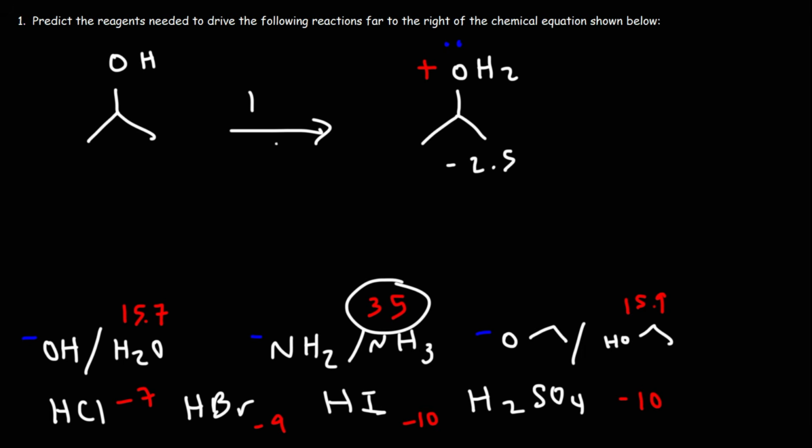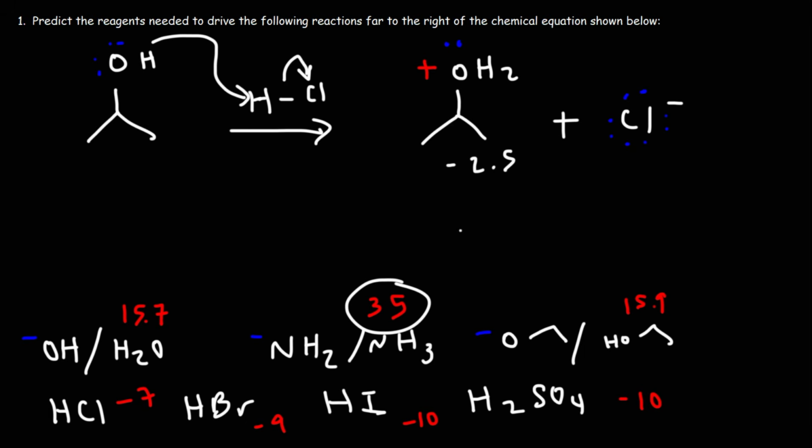So let's write the mechanism for this reaction. Here's HCl. We're going to draw an arrow from the base to the acid, and then the bond between H and Cl will break. Those electrons will go back to Cl. So we get the conjugate base, chloride.